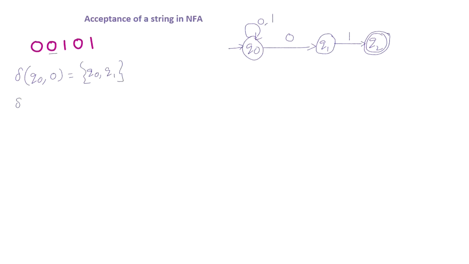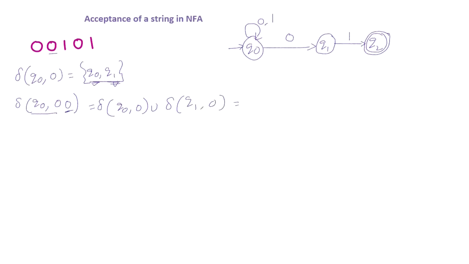Let us write it as delta of Q0 on 0, 0, 0. Next symbol to be processed is 0. Q0 on 0, it is already calculated and we got the output Q0, Q1. So the next symbol to be processed is 0, so that we need to calculate Q0 on 0 union Q1 on 0. So we need to write delta of Q0 on 0 union delta of Q1 on 0.